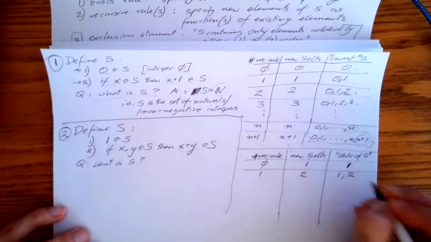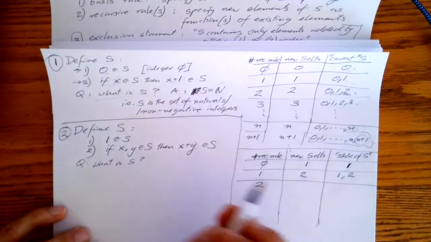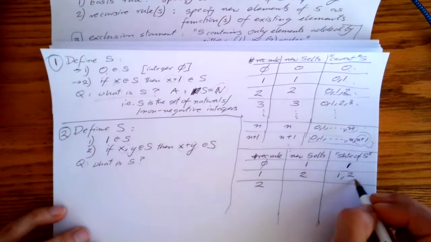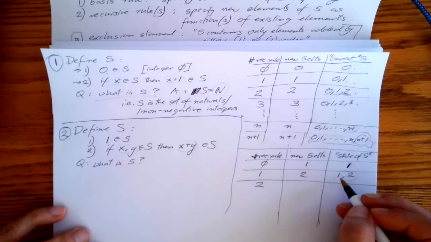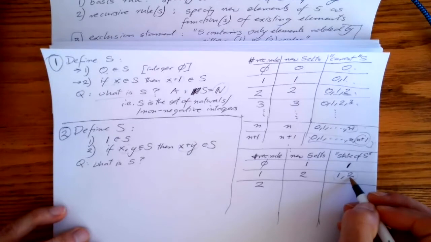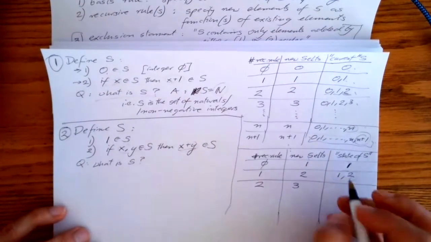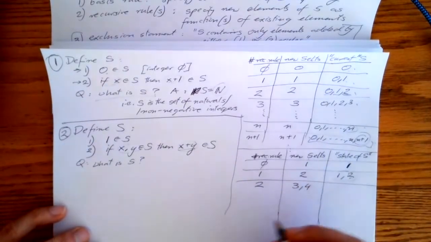So the set is like this. Let's use the rule again. What could X and Y be? Well, this is your set S so far. X and Y could be 1. That's not interesting, because then X plus Y is 2, which we already built. Well, X could be 1 and Y could be 2, in which case X plus Y is 3. But also X can be 2 and Y can be 2, in which case X plus Y is 4.